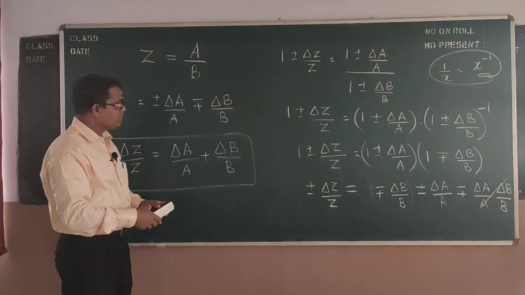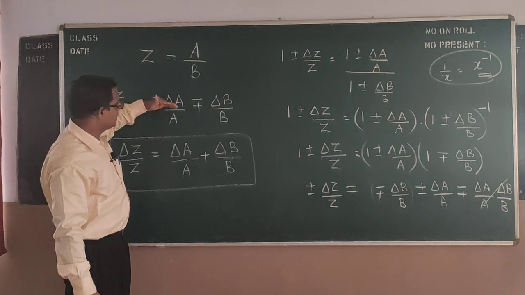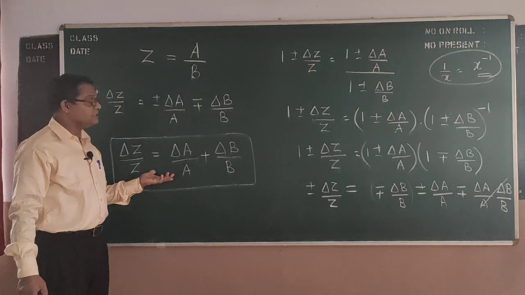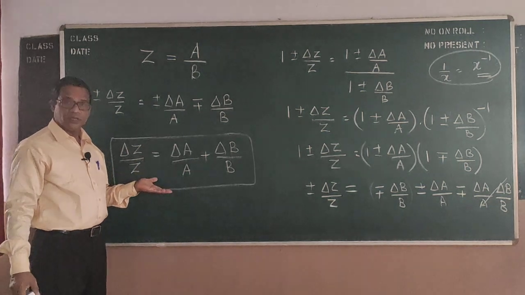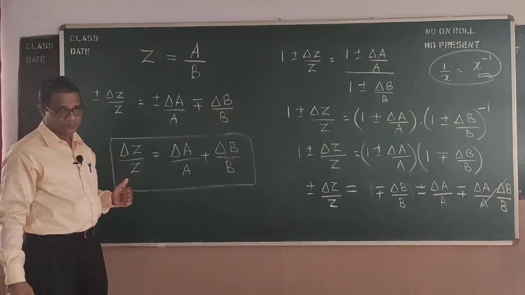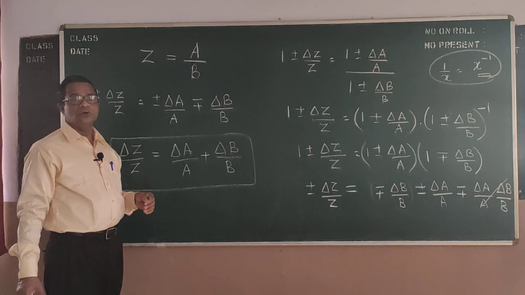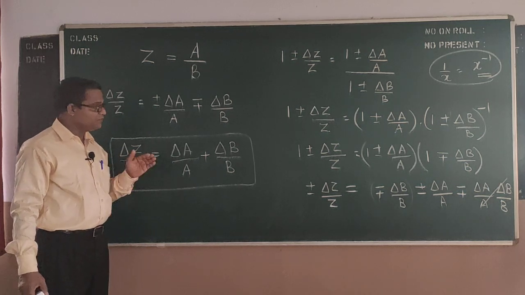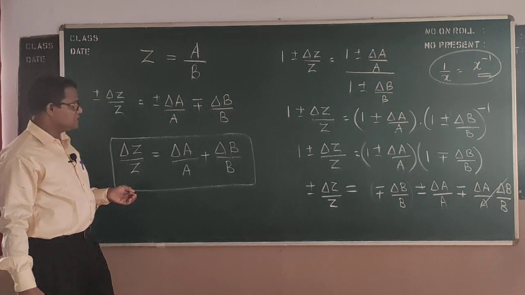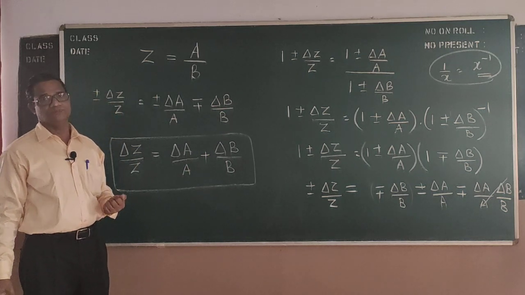Okay? But remember, in the actual case there is a reversal coming. Plus or minus delta A minus or plus delta B, and out of which we are taking the maximum possible. Okay? So that is to be remembered for division process. Alright? So in the case of division and also in the case of multiplication, we are getting the maximum possible relative error as the sum of the relative errors in the individual measurements.